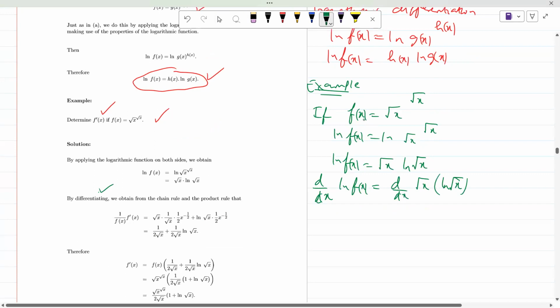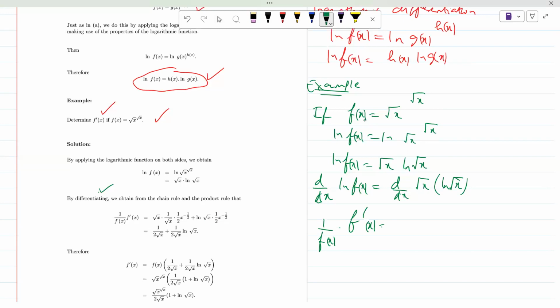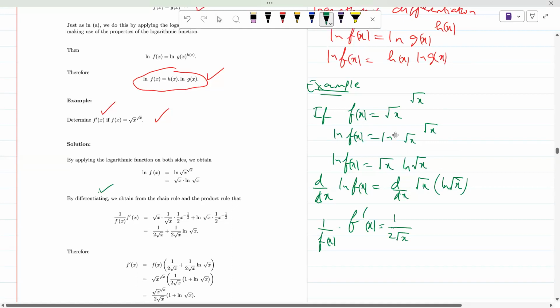Now this is exactly 1 over f of x times f primed. Now here you find the derivative of the square root of x. What is the derivative of the square root of x? The derivative of the square root of x is actually 1 over 2 square root of x. And then you use the product rule because it's a product of two functions.